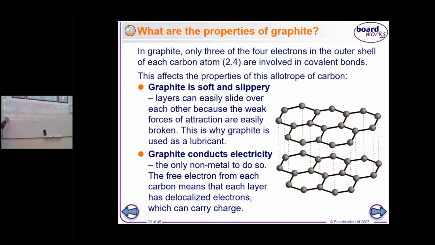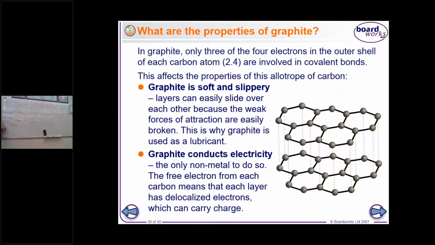So if a structure has weak force attractions, which properties does it gain? Firstly, graphite is soft and slippery. And because of this property, it is used as a lubricant. It's a very important property of the graphite, do not forget it.